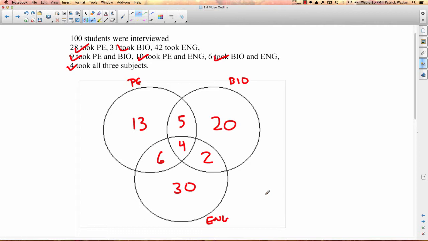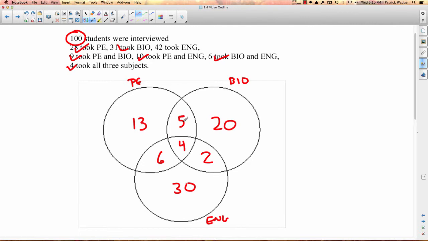And what would that represent? What would any number we put here would represent people who didn't take PE, and they didn't take bio, and they didn't take English. So how many people is that? Well, there's one last piece of information. We have 100 students. So what we're going to have to do is see how many students is all this, and then see if it equals 100 or not. If it equaled 100, then nobody didn't take these courses. But if it doesn't equal 100, we have some.